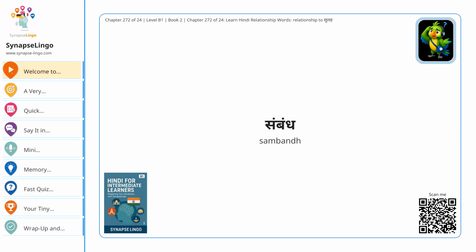Relationship is संबंध. Friendship is मित्रता. Partnership is साझेदारी. Conflict is संघर्ष. Trust is विश्वास. Jealousy is ईर्ष्या. Separation is अलगाव. And reconciliation is सुलह.